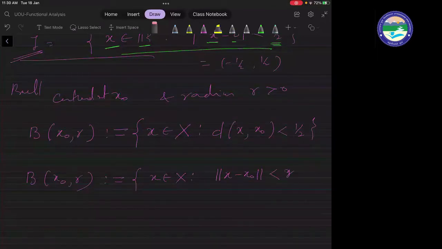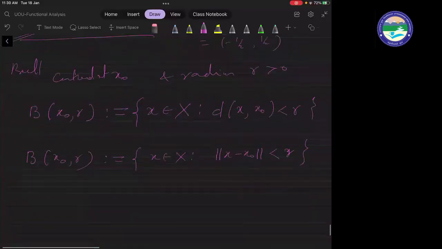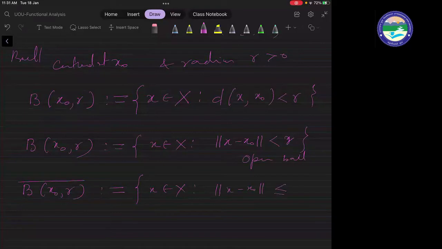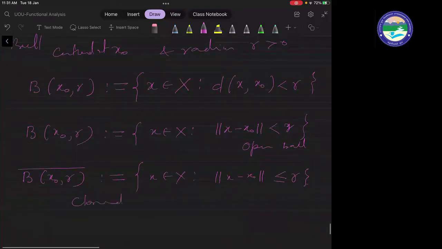अच्छा, यहाँ पर half नहीं था, यहाँ r था ना, r लिखा है मैंने. Is this okay? Yes sir. Okay, so this is open ball. How do we define closed ball? Closed ball को हम denote करेंगे bars. So this was open ball. Okay, now closed ball. Closed ball is all those x in X such that norm x minus x naught less than or equal to r. Okay, so this is called closed ball.